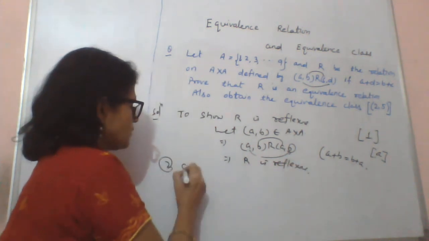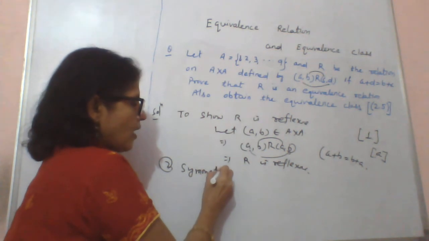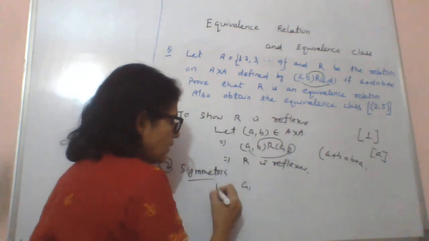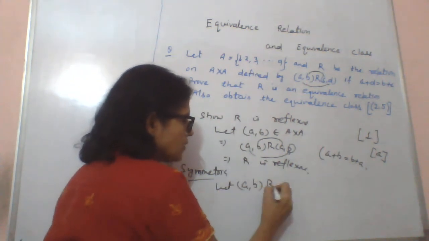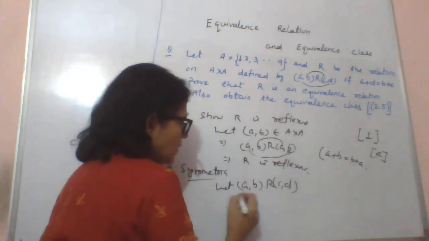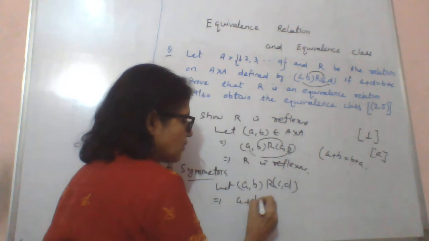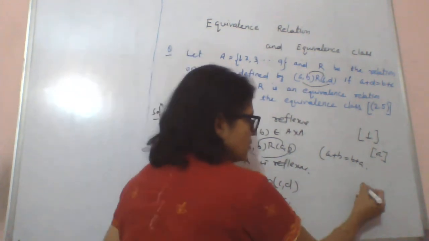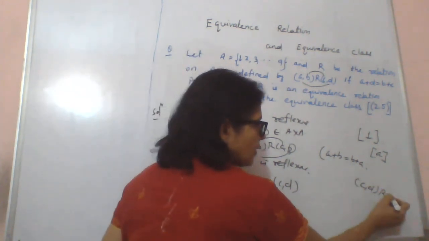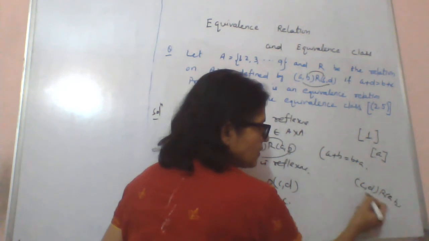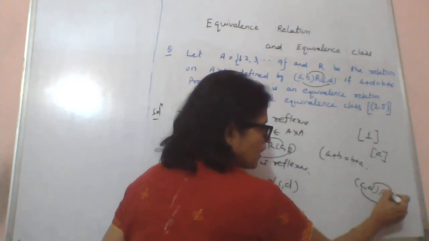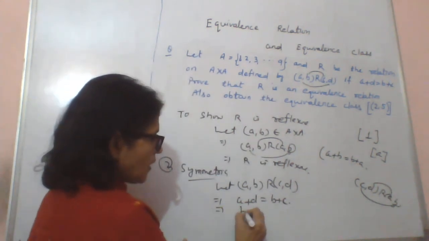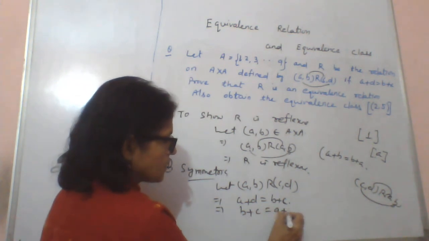Similarly, the second point is to show R is symmetric. You have to consider 2 ordered pairs. Let (A, B) R (C, D). So it means what? A plus D equals B plus C. Okay, what do you need? You need (C, D) R (A, B), which means we need C plus B equals D plus A. We need this. So A plus D equals B plus C, we can write B plus C equals A plus D.